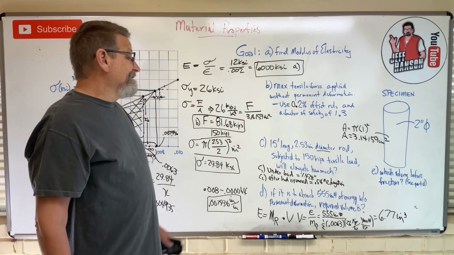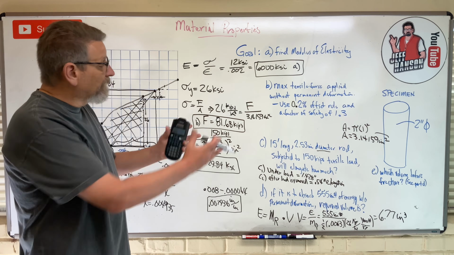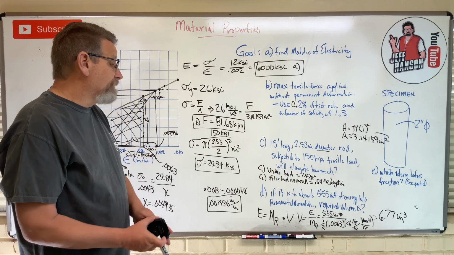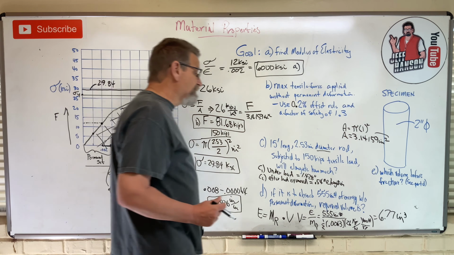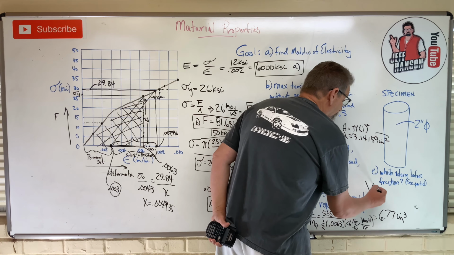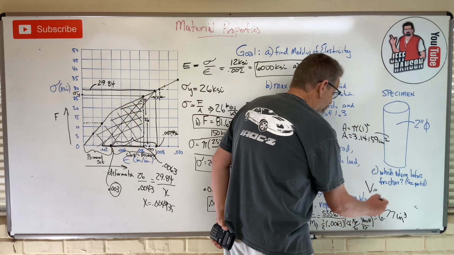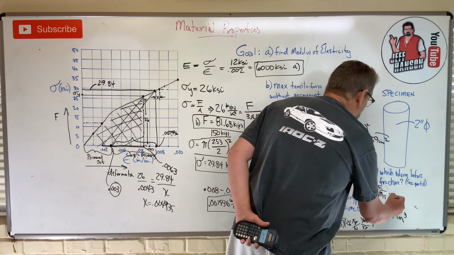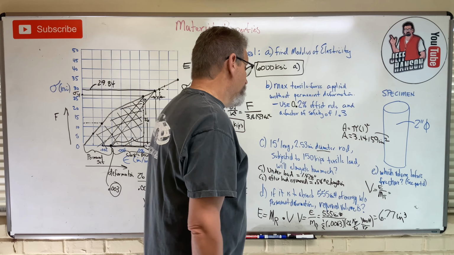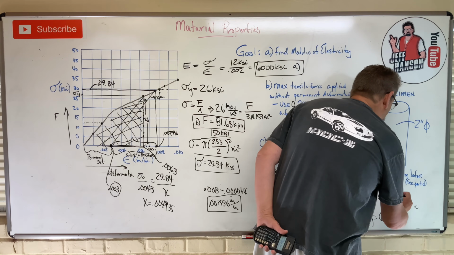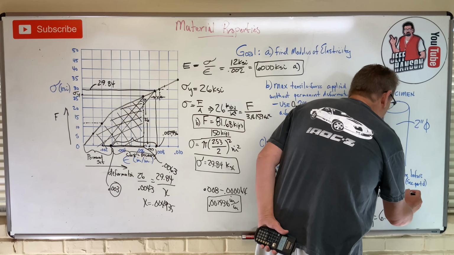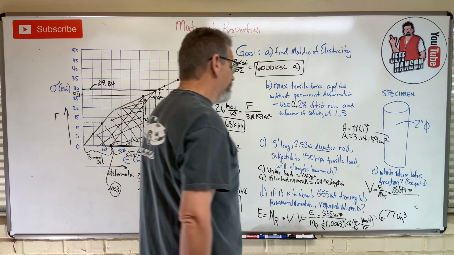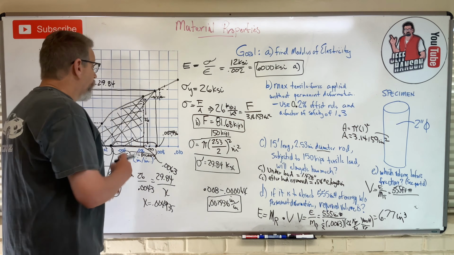And then the last one says, what's the volume before fracture? The volume before fracture. Same calculation, except this time V is equal to E, energy, divided by modulus of toughness. So energy, 555 foot-pounds divided by, what is the modulus of toughness? Now the modulus of toughness is the whole entire curve.